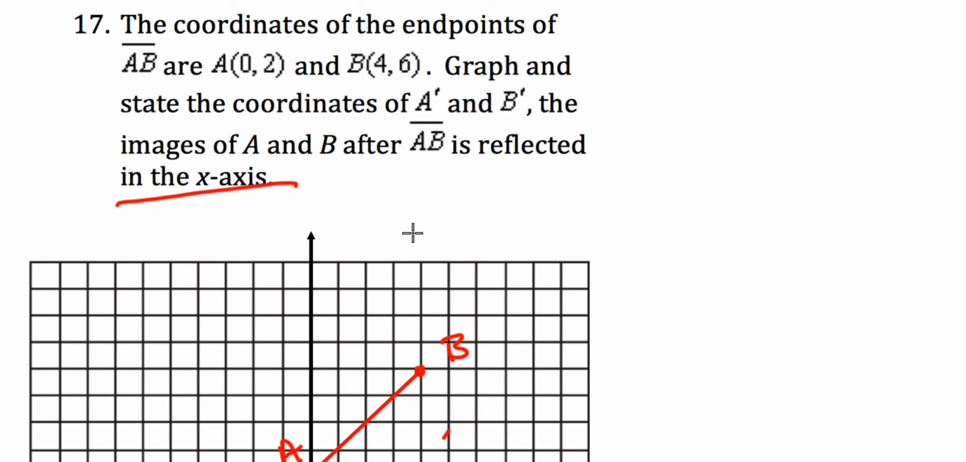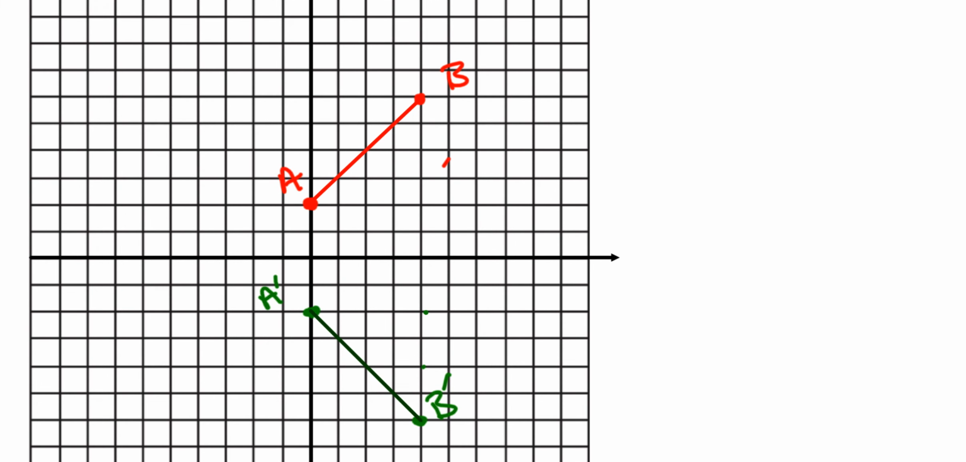Alrighty. And we need to state the coordinates. So A prime is equal to 0 comma negative 2. And B prime, 4 comma negative 8.